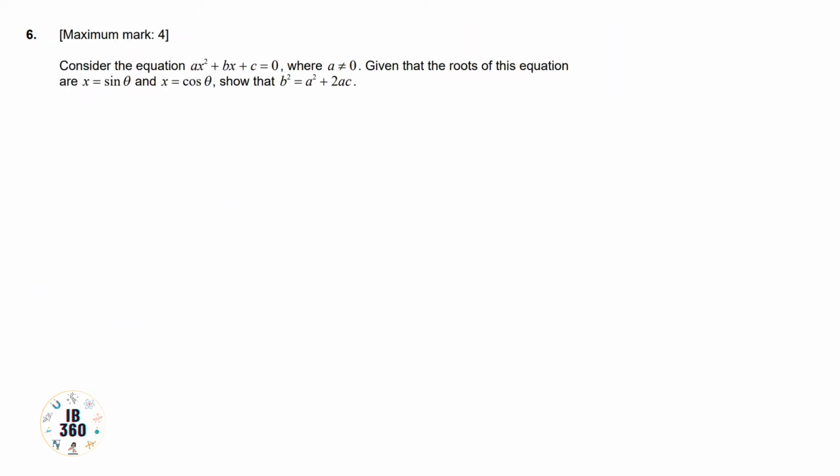Okay, so here the question is, this is also one simple question. You just have to remember the properties of trigonometry and properties of quadratic equations. So first you need the property of trigonometry, and second quadratic equations. Okay, so let's start. Consider the equation ax square plus bx plus c equals 0, where a is not equal to 0. Obviously a must not be 0 for this to be a quadratic.